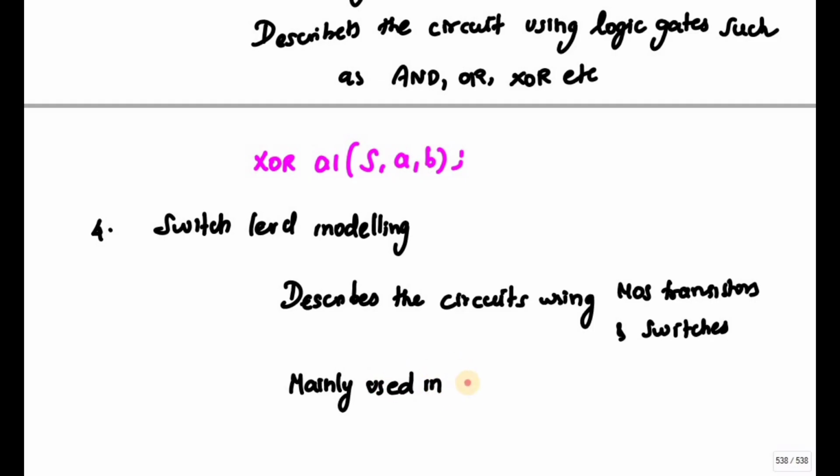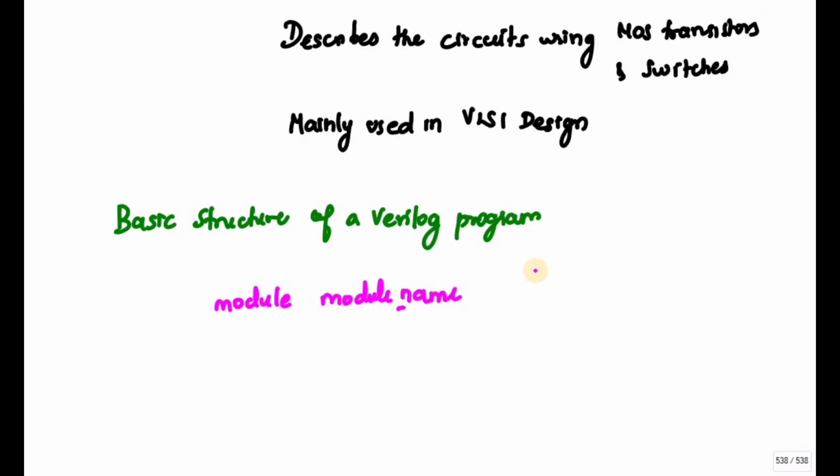And the last type is switch level modeling. It describes the circuits using MOS transistors and switches like PMOS and NMOS. It is mainly used in VLSI design.